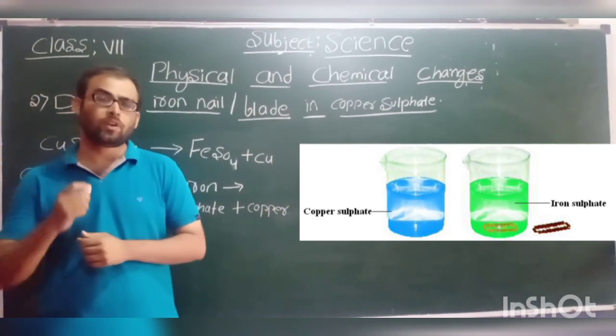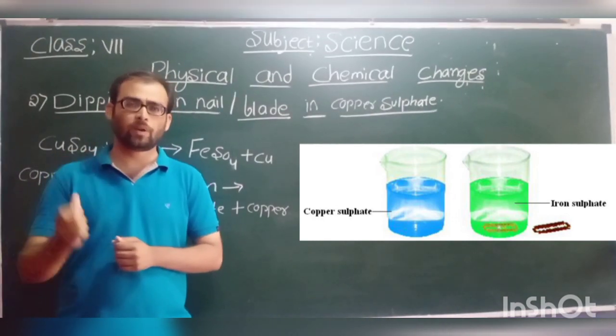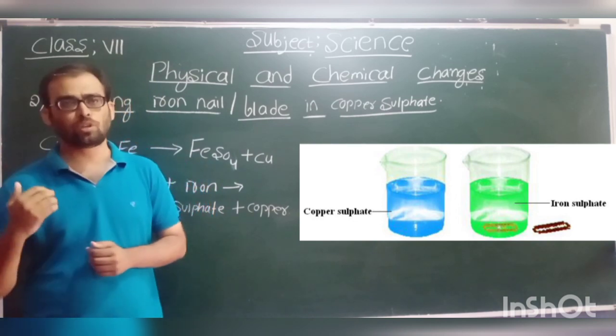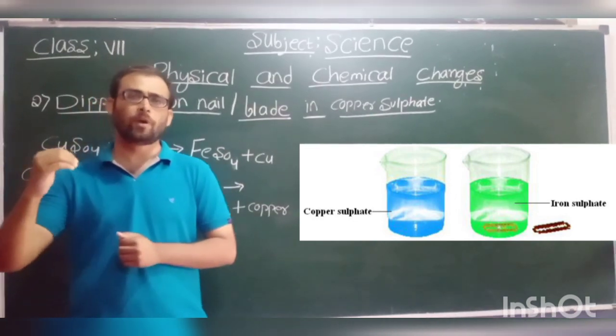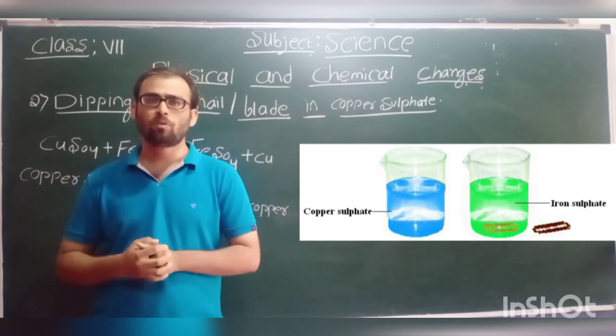And along with that, when you see the shaving blade, you will notice that the color of the blade is brown. It is because of the deposition of copper. Due to the copper deposit, the color of the blade has changed to brown.